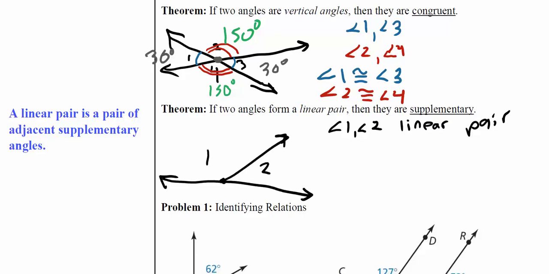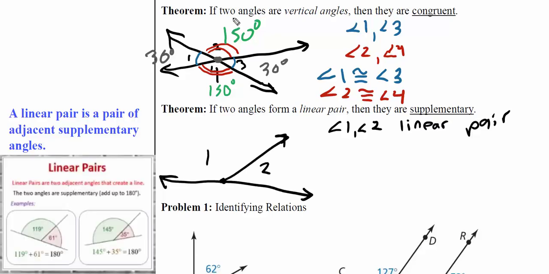A linear pair, and please note that in each case we say two, right? If two angles are complementary, if two angles are supplementary, if two angles are vertical angles, if two angles are a linear pair.